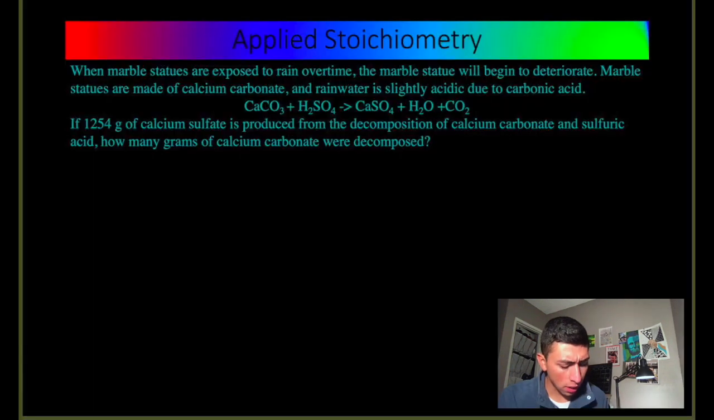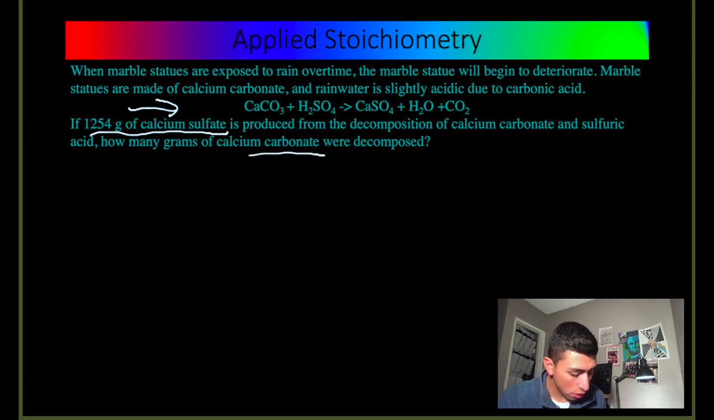We are provided with the chemical equation right here. Now the problem reads, if 1,254 grams of calcium sulfate, let's underline this right away, is produced from the decomposition of calcium carbonate and sulfuric acid, how many grams of calcium carbonate were decomposed?